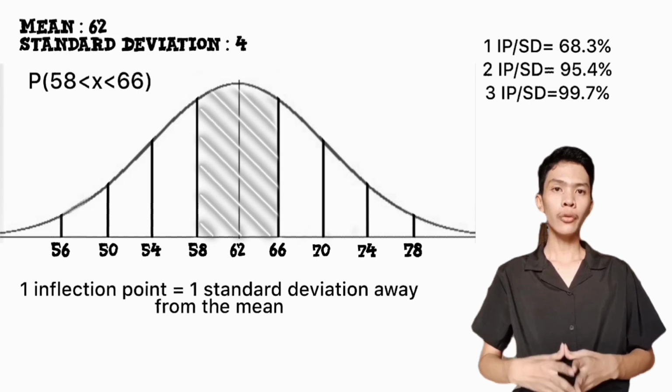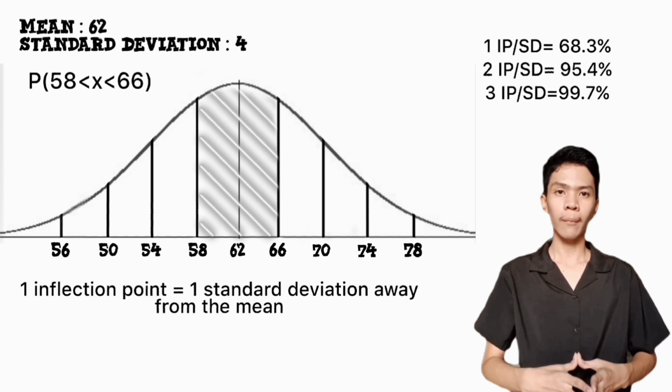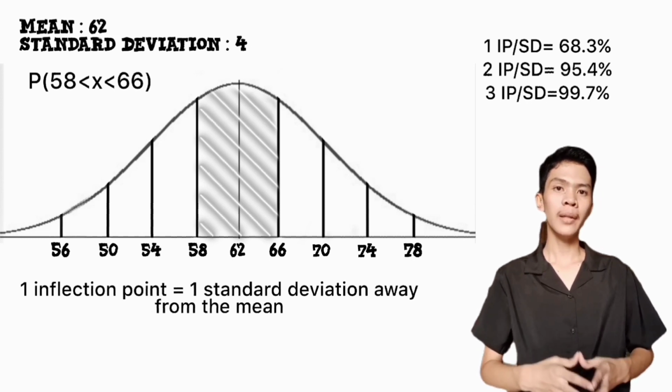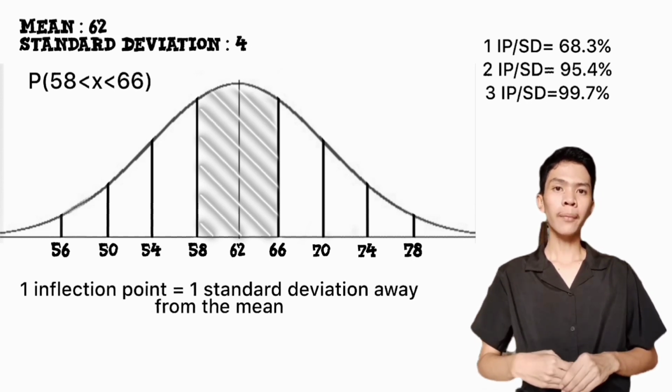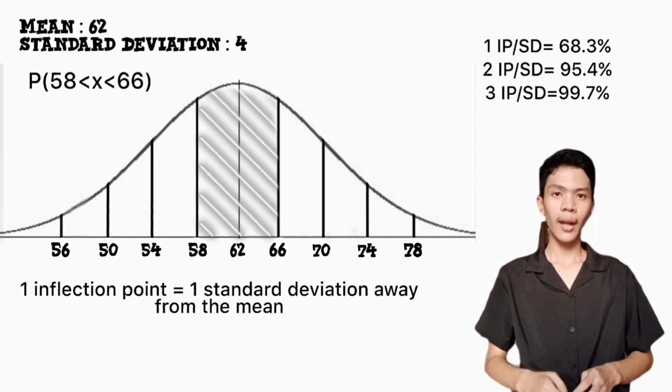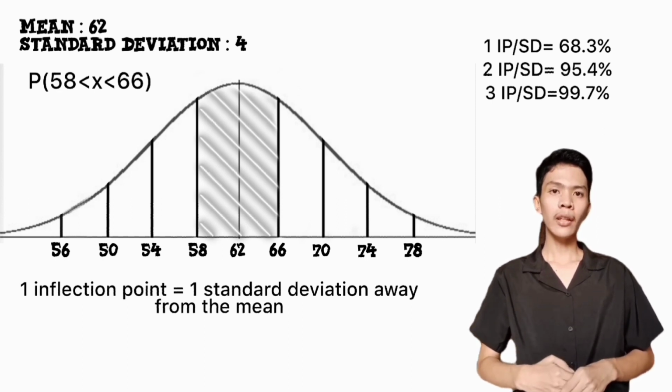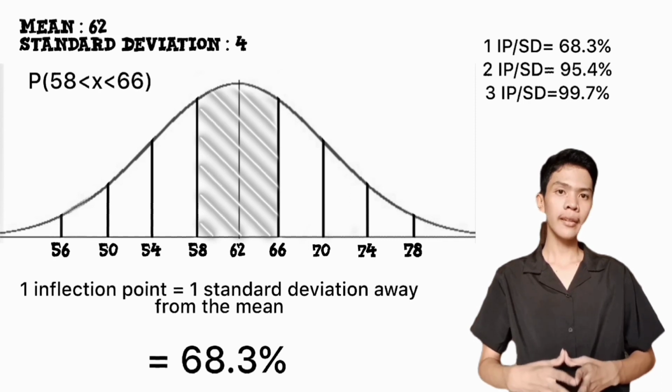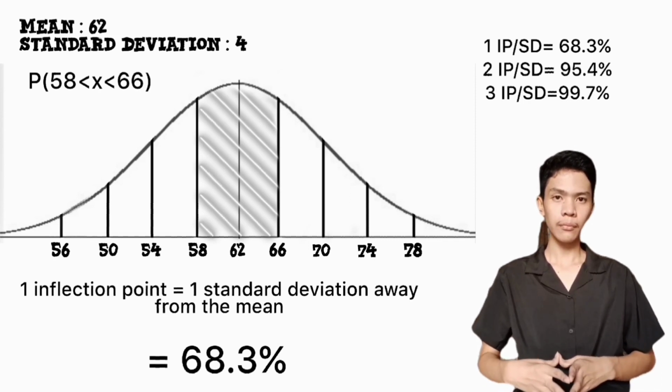Since in the empirical rule, the first inflection point is equal to 68.3% and the shaded part on the probability distribution is the first inflection point only, then the probability of the normal distribution is 68.3%.